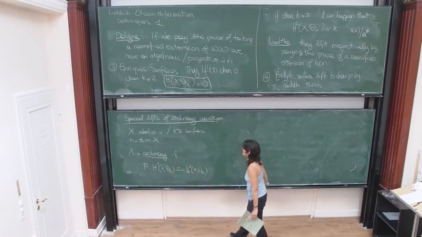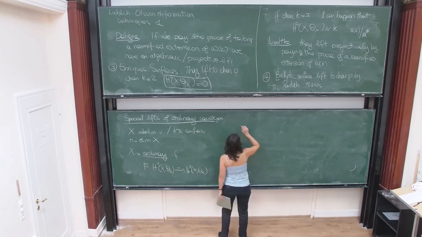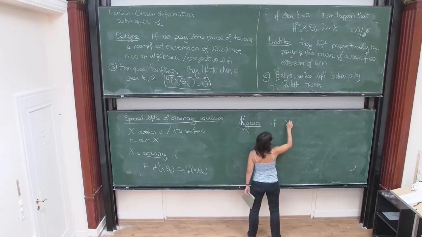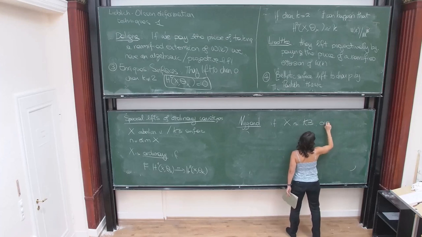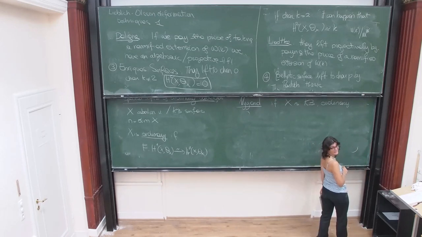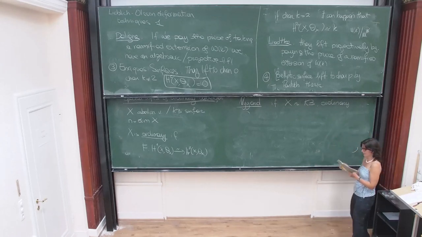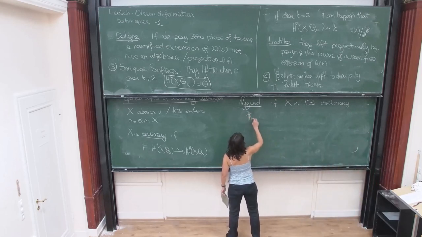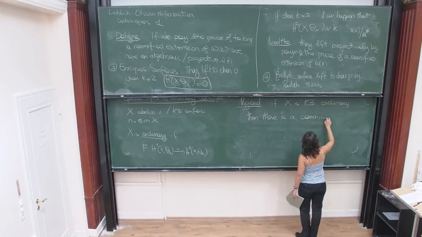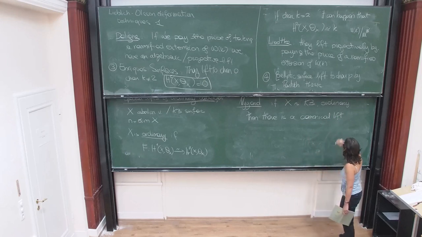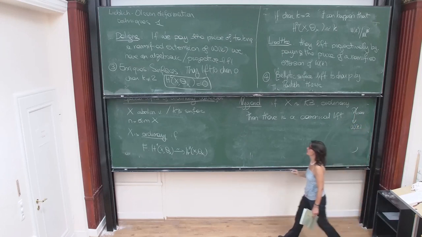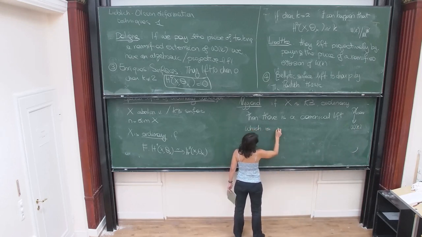Okay, so for ordinary things, we have a special lift. So, for Nygaard: if X is a K3 and ordinary, then there is a canonical lift to the lift vector, which is algebraic, which is projective.